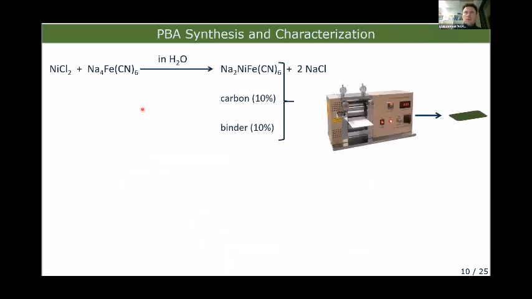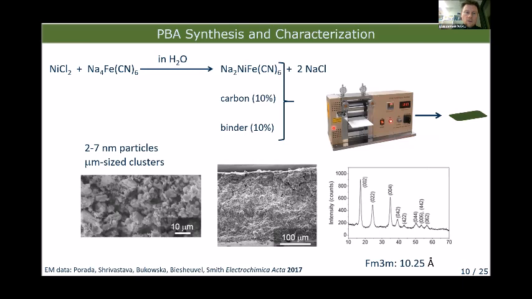How do you make these electrodes? Well, there are different recipes, but the one I present here starts from nickel dichloride with this sodium iron hexacyanoferrate derivative in water. You mix that and then you get a precipitate in a salty solution that you can harvest from your solution. And if you combine it with 10% of carbon and also 10% of binder, you can make sheets out of that, cold rolled. And if you continue studying them, you will learn from electron microscopy that you have them at certain particle sizes.